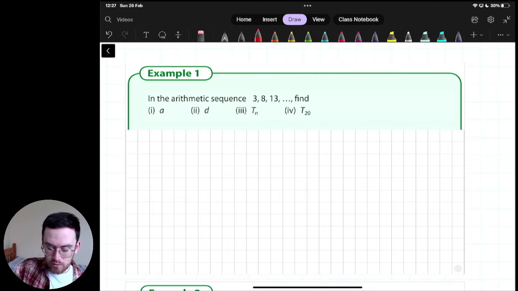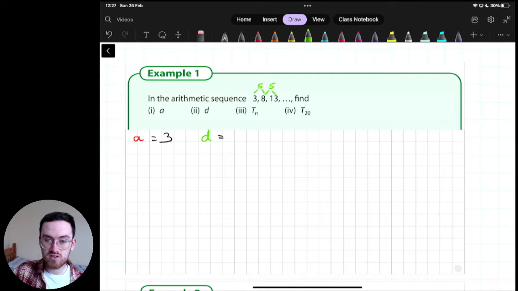So A, if we remember, is the first term. The first term in this sequence is just 3, so that's fairly straightforward. D then is the common difference. The common difference between each of these terms: 3 to 8 we go up 5, 8 to 13 again we go up 5. The common difference then is going to be 5.